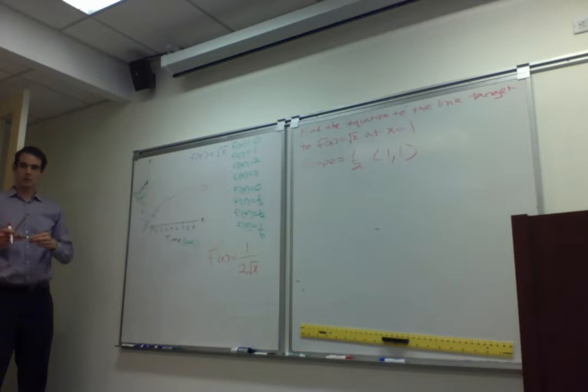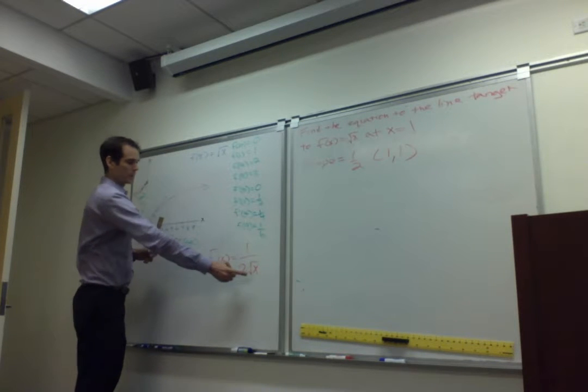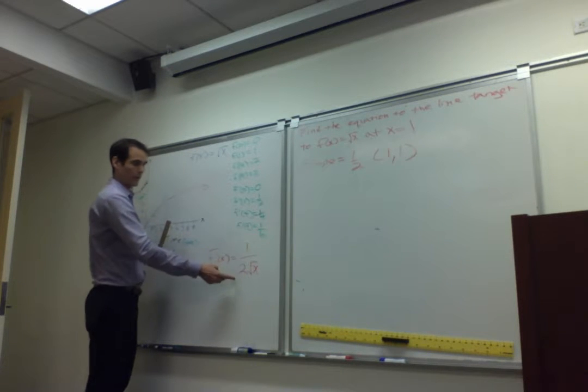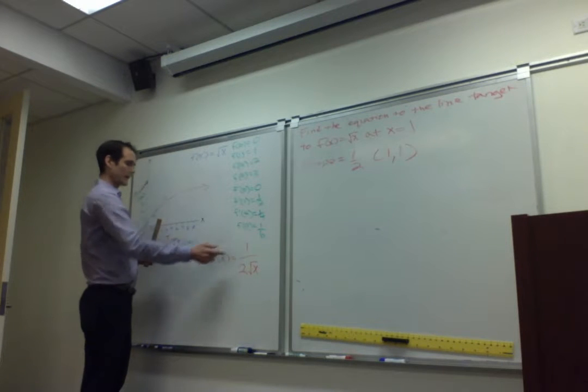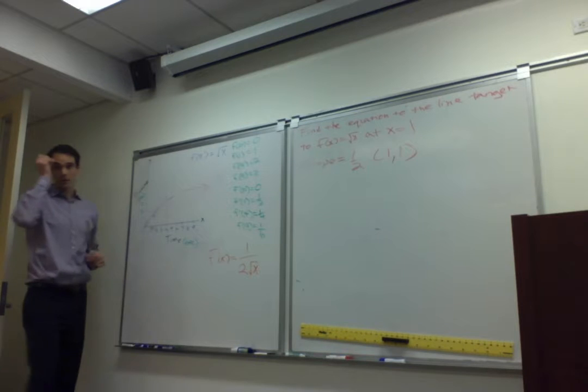And we did that earlier, and we found that the derivative is 1 over 2 times the square root of x. So we put 1 in here. The square root of 1 is 1, times 2 is 2, so 1/2. So we put 1 in, we get 1/2. We put 9 in, we get 1/6. We put 4 in, we get 1/4.